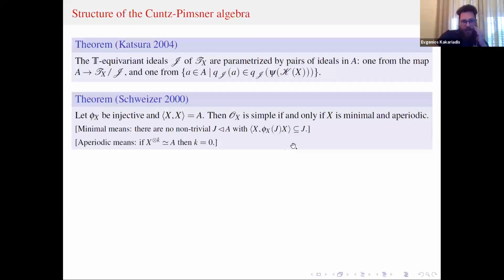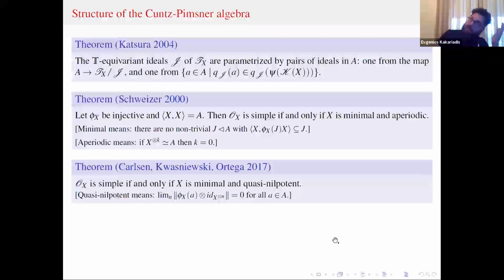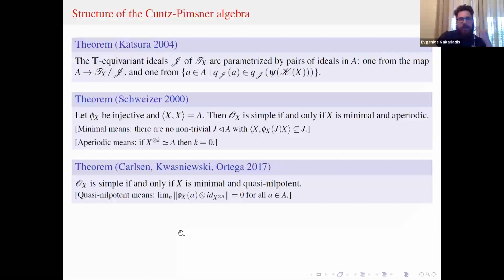However, this is mostly corrected by Carlsen-Kwasniewski-Ortega, who gave a nice characterization of simplicity without having injectivity or fullness for the cross product. So OX is simple if and only if X is minimal and quasi-nilpotent.